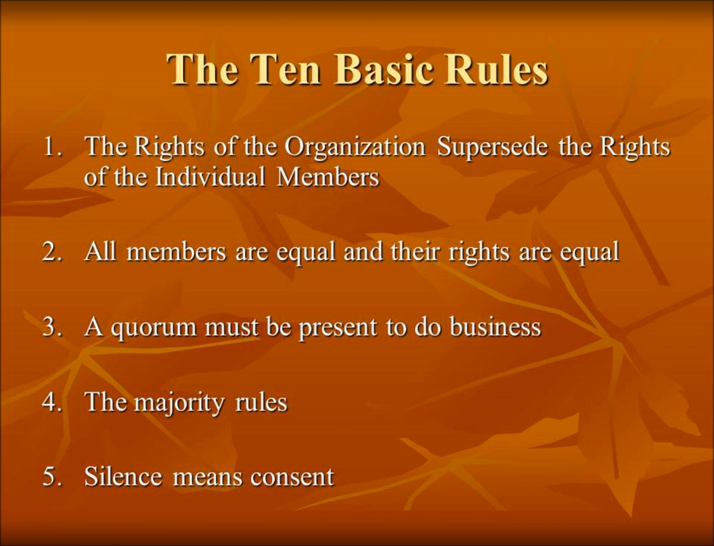And now let's look at the 10 basic rules for Robert's Rules of Order. Now these are simplified, and these are not all the rules, but if you know these rules, they will help you get through almost any meeting. Number 1, the rights of the organization supersede the rights of the individual members. Always remember that the members are important, but ultimately the organization and its rights are more important and more valuable even than the individual members.